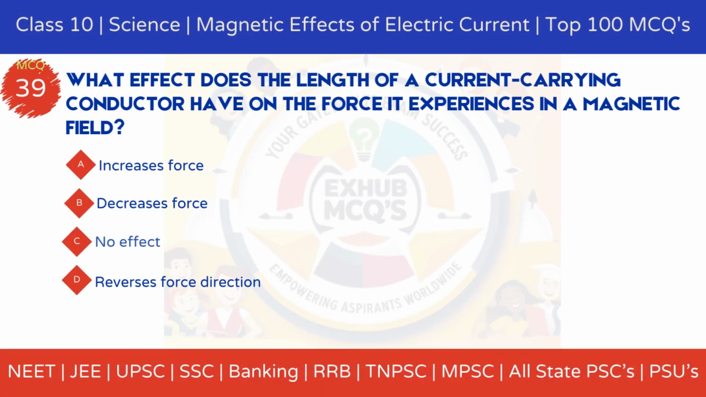MCQ 39. What effect does the length of a current-carrying conductor have on the force it experiences in a magnetic field? Option A, increases force. Option B, decreases force. Option C, no effect. Option D, reverses force direction.